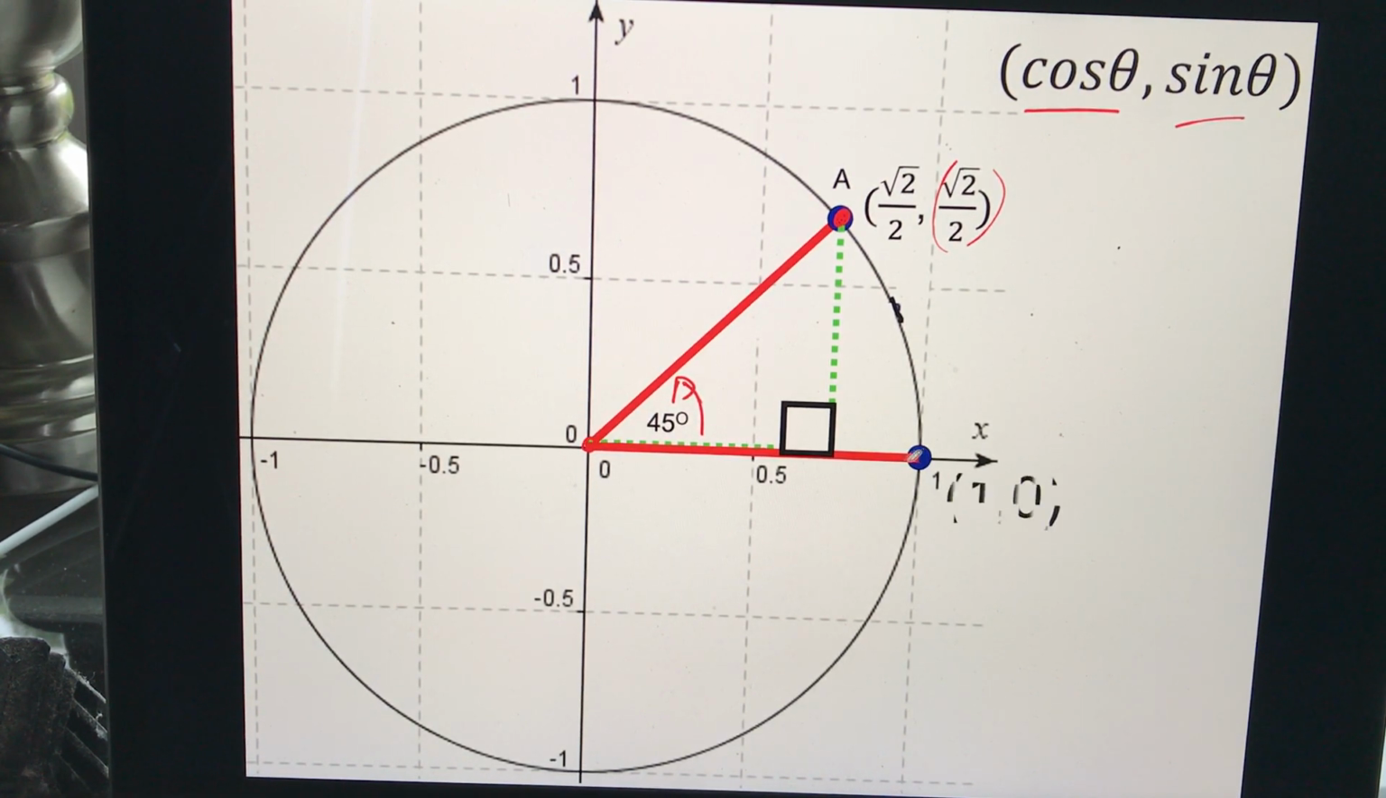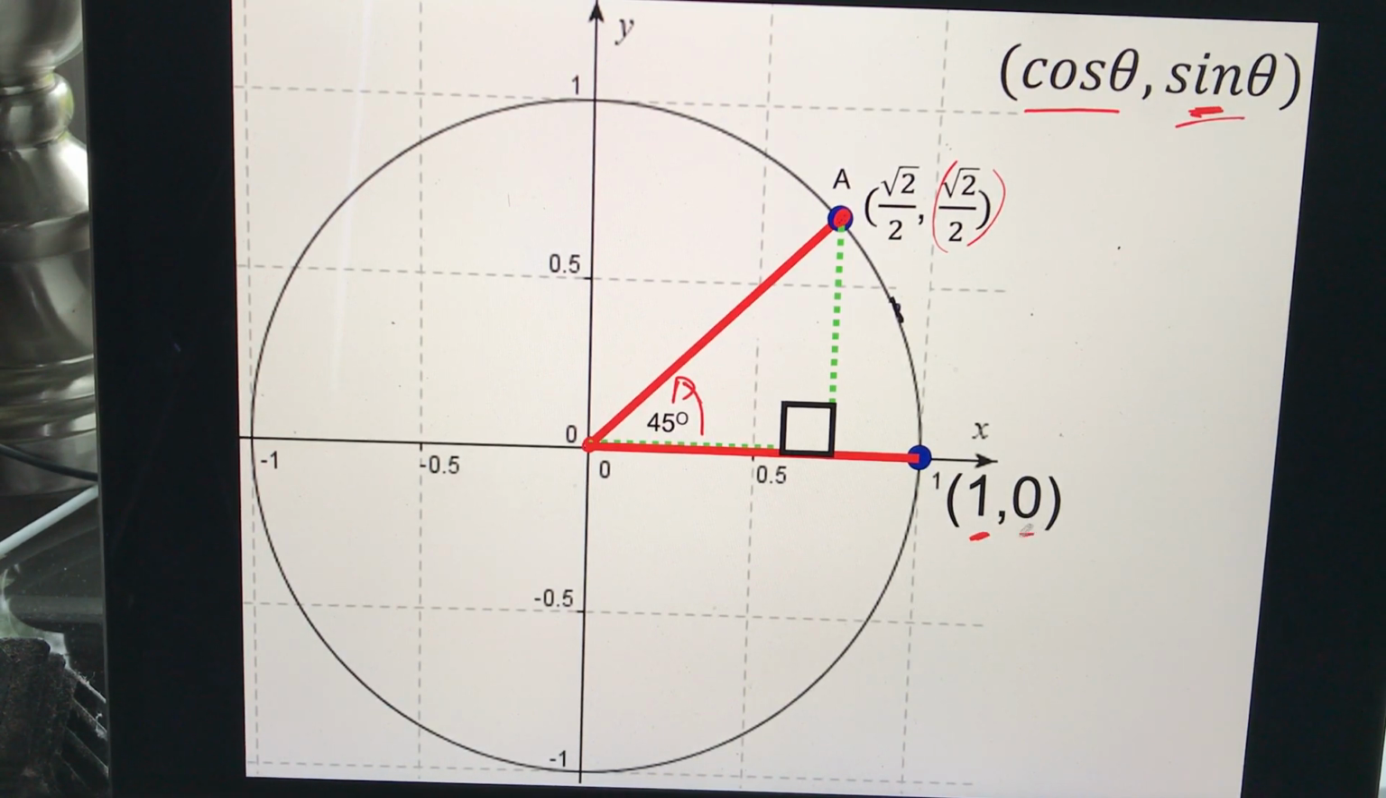We know this coordinate down here was 1, 0. So this is 0 degrees. So try on your calculator. Go cosine of 0. You should get 1. And try on your calculator, go sine of 0.